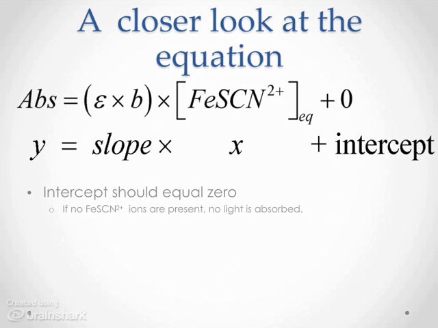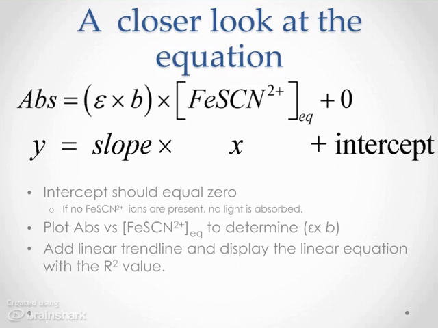If you think about it, if there are no iron thiocyanate ions present, there shouldn't be anything in that system picking up light. So there shouldn't be any light being absorbed by our sample if we don't have any iron thiocyanate present. So that plot of absorbance as y-axis values versus iron thiocyanate concentration as x-axis values, we're going to use that to determine our epsilon times b value.